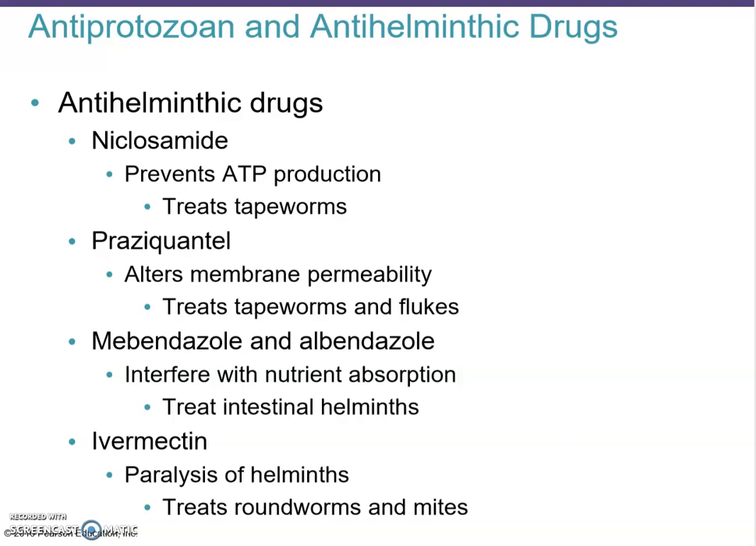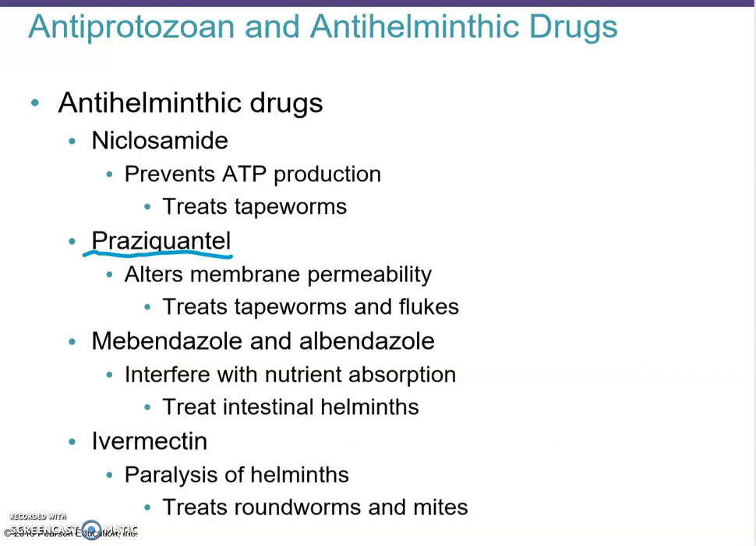Continuing here with the antihelminthic drugs, so anti-worm drugs. I have a few things here. Niclosamide prevents ATP production and treats tapeworms. Praziquantel alters membrane permeability, treats tapeworms and flukes. That was actually pretty popular.